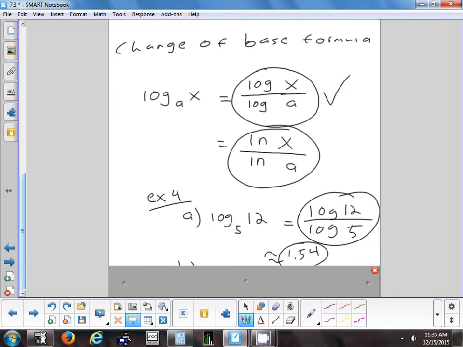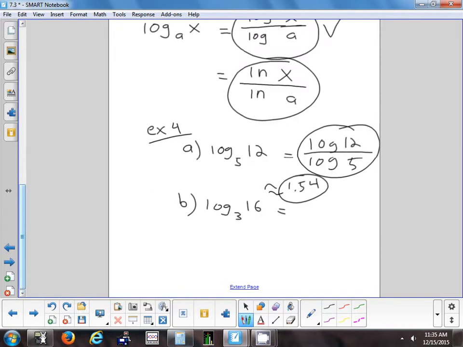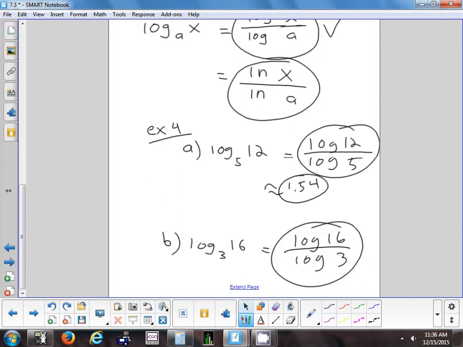And last one we'll try is log base 3 of 16. Nick, can you tell me how I would rewrite that? So I can type it in and you can do it either way. It doesn't matter. Perfect. Log 16 over log 3. Does anybody need me to type it in and show you the decimal again?